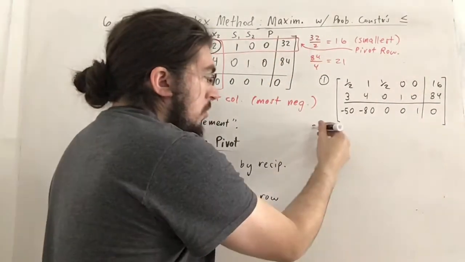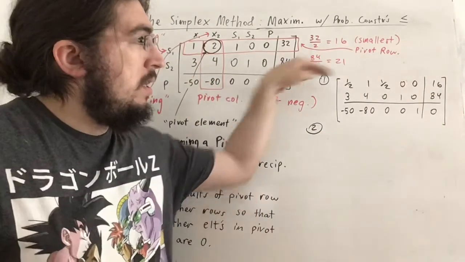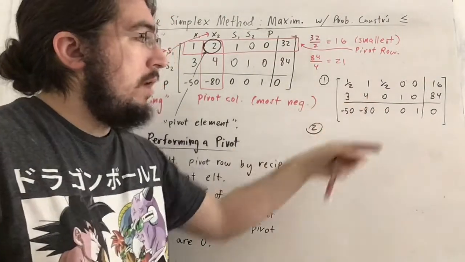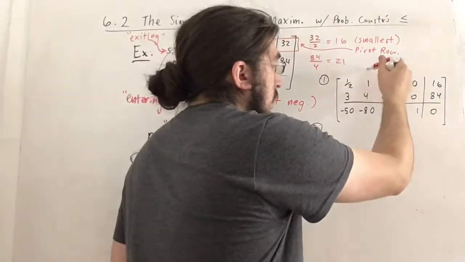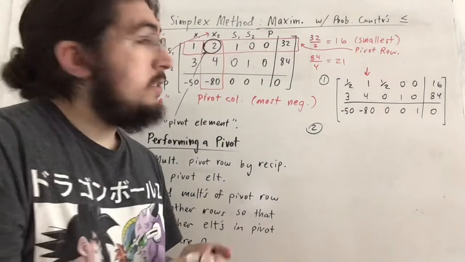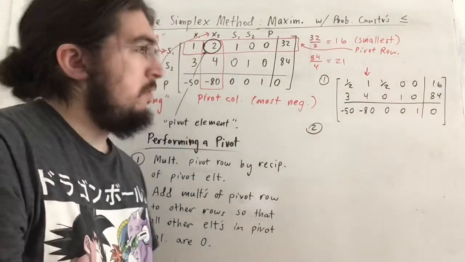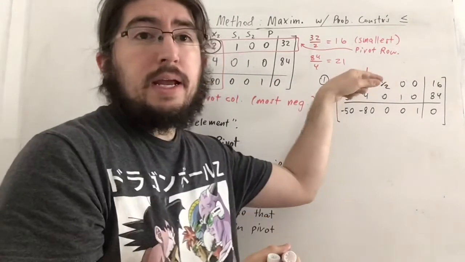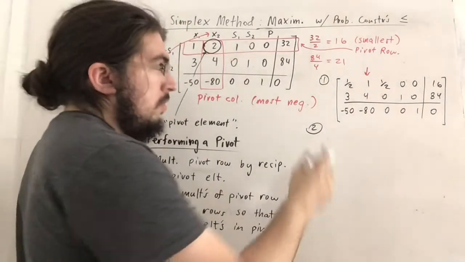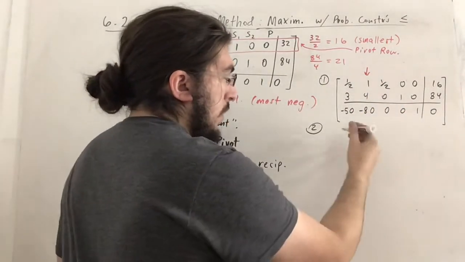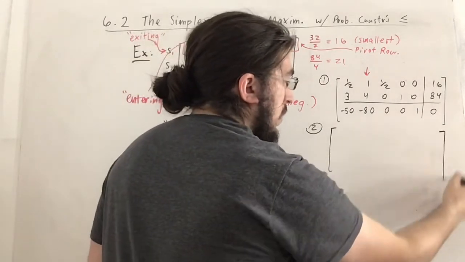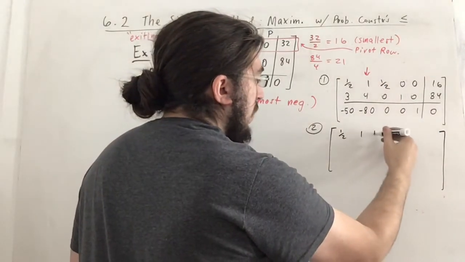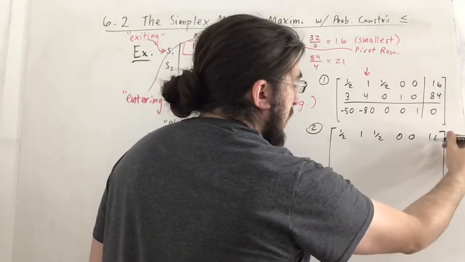And now for step 2, we're going to add multiples of this row to these other rows to make these numbers below this 1 in our pivot column, this is our pivot column after all, 0. So we want that 4 to be a 0 and then negative 80 to be a 0. So how do we do that? Well, I'm going to have to multiply the top one by negative 4 and add it to the bottom one. So let me just write the work here and we'll write the corresponding matrix. So the top row will stay the same. So it's going to be 1/2, 1, 1/2, 0, 0, 16.